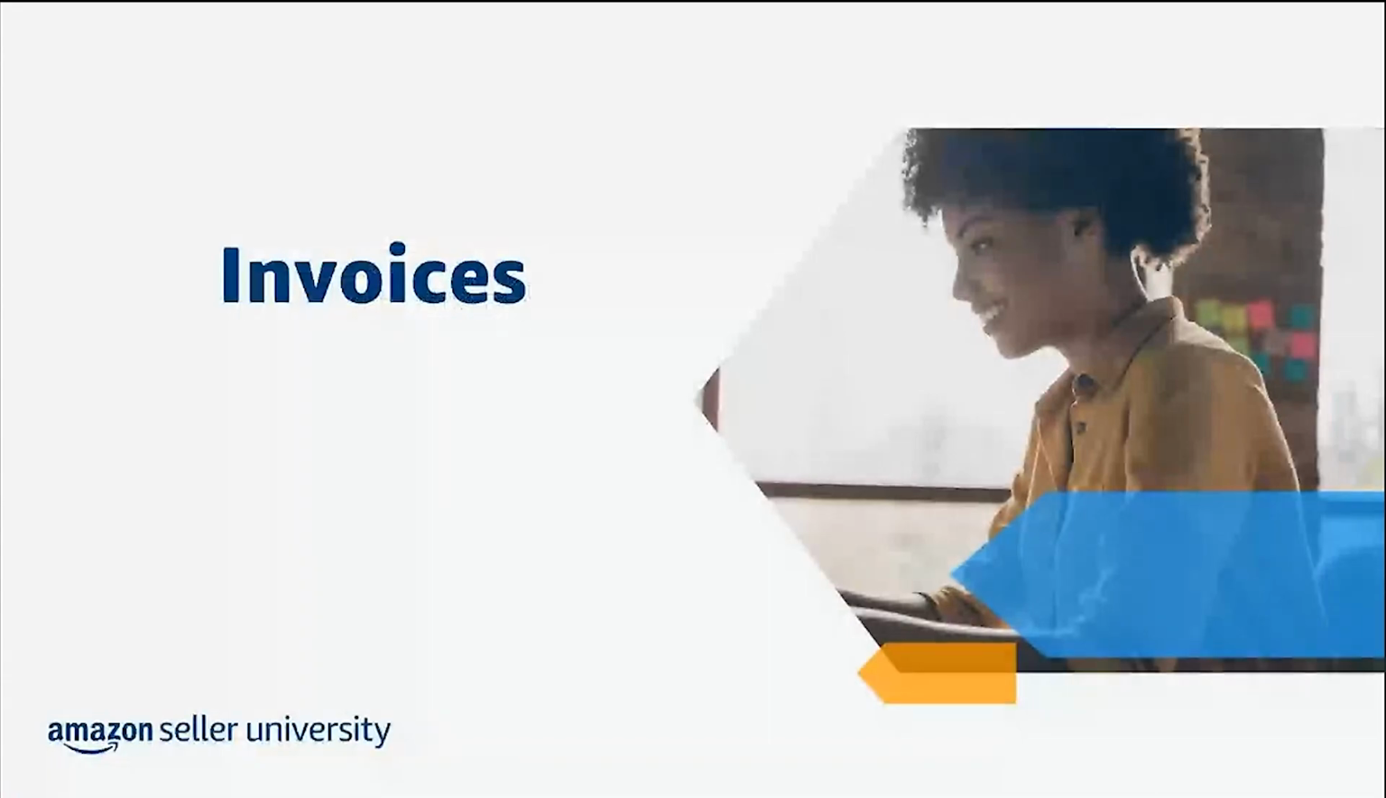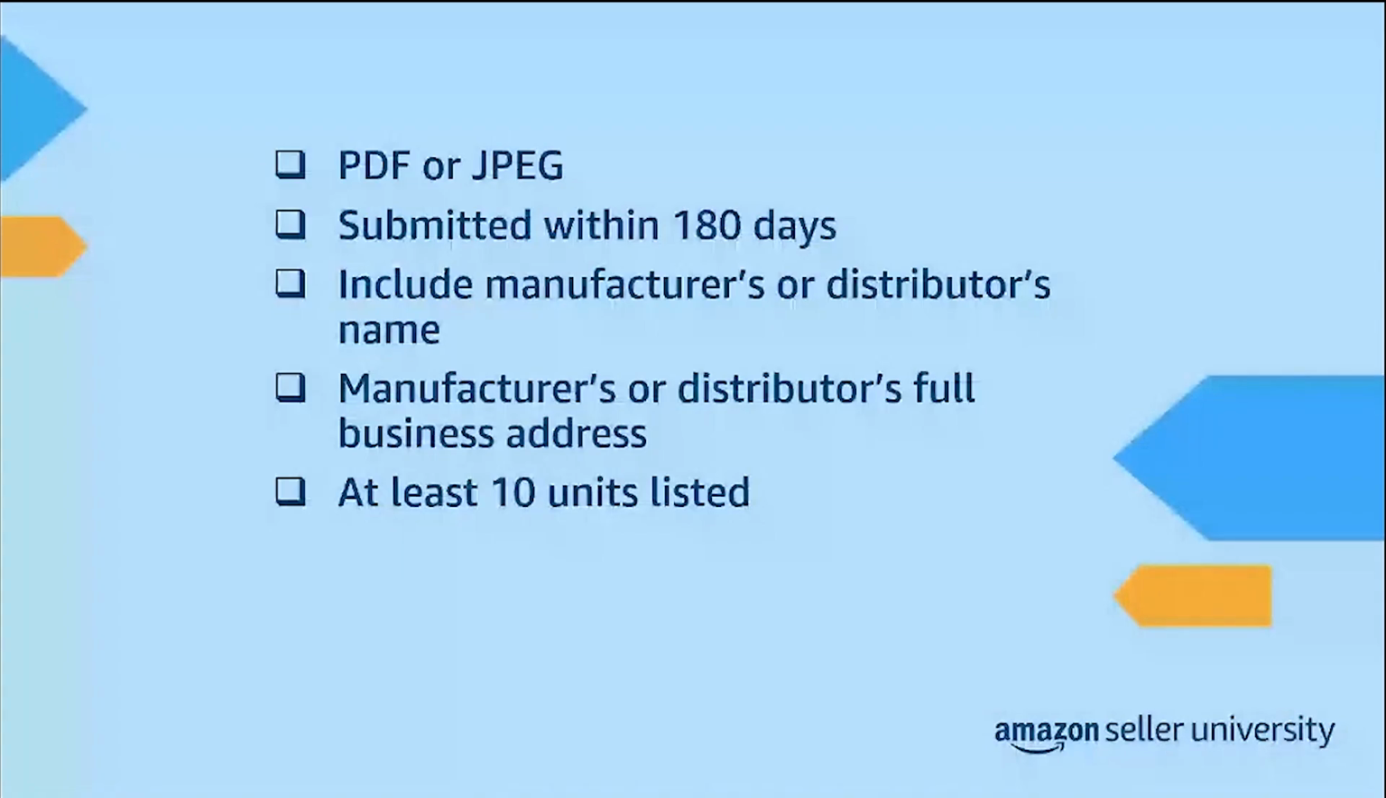And we'll jump into invoices. An invoice is a document that records the transaction of goods between a buyer and a supplier. It typically shows an itemized list of goods received and the terms of sale. The invoice you submit to Amazon must either be in PDF or JPEG format. All information must be unobscured and easy to read, though you may omit pricing information if you wish.